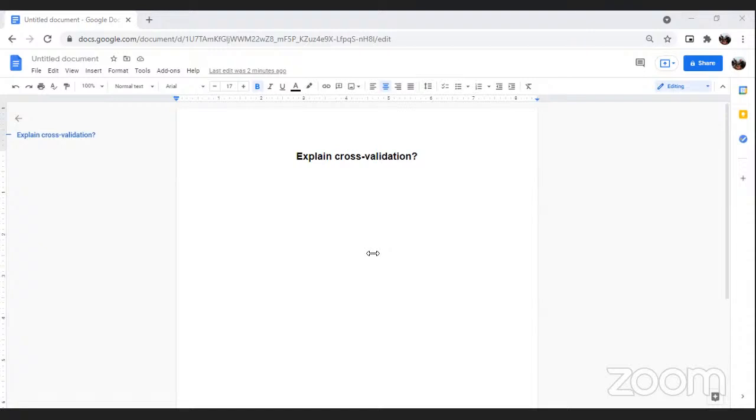Right. Cross validation is a validation technique for evaluating what the outcome of the statistical analysis will be when generalized to an independent data set. It is generally used where the objective is to forecast, and one wants to estimate the accuracy of the models, right? This is what cross validation is, and what it is used for.